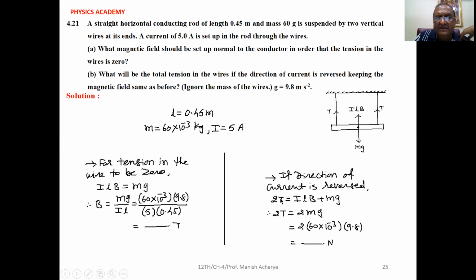So, we can write total tension, that is 2T equal to ILB plus mg. But magnitude wise ILB and mg are the same, so we can write 2mg. So 2 into m, that is 60 into 10 raised to minus 3, and g, that is 9.8. Solve this one, you will get the total tension in the wires. Clear to all?